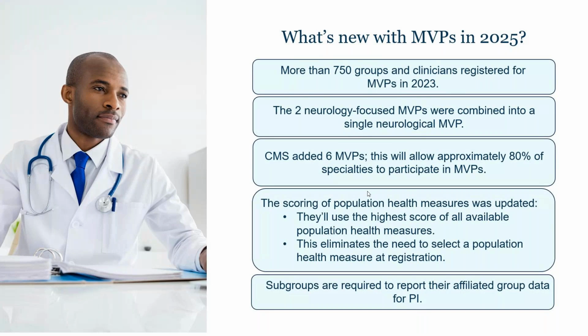In the past, you needed to pick which measure you wanted to count for you, and that would be what counts, even if you were not eligible for it. Now, CMS will take the highest score of all the available population health measures in the MVP, so that's one less thing that you need to worry about moving forward in 2025. Subgroups are required to report their affiliated group data for PI. So if you're reporting subgroups, you will need to utilize the PI data from the group score, not the individual subgroups.